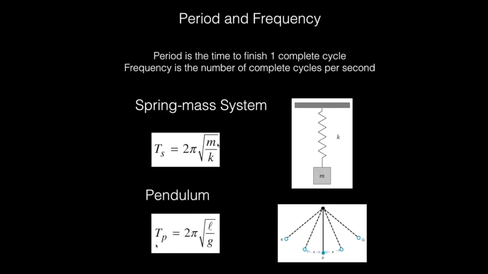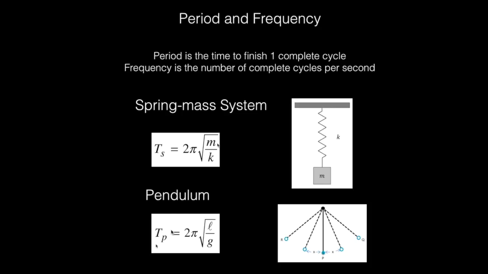Okay, and then the pendulum system. A pendulum looks like this. The period is equal to 2 pi root L over g, where L is the length of the rope. When the length of the rope increases, it takes more time, so the period increases. It takes more time to finish one complete cycle. Mass doesn't change anything. But for example, if you have the pendulum on the moon, since gravity is less than Earth's gravity, it will increase the period, so it will increase the time to finish one complete cycle.